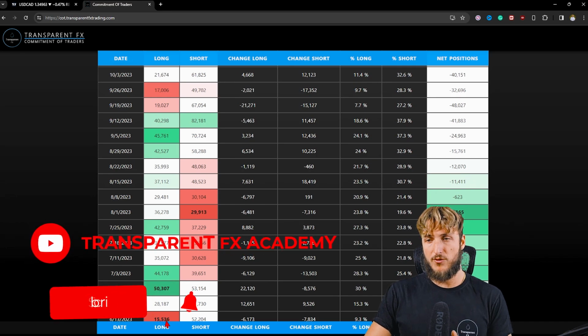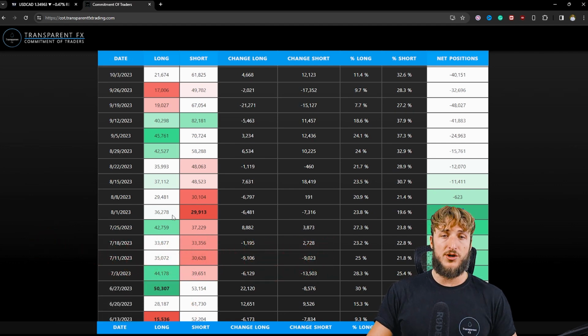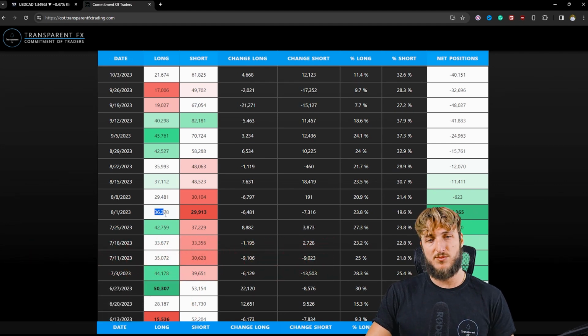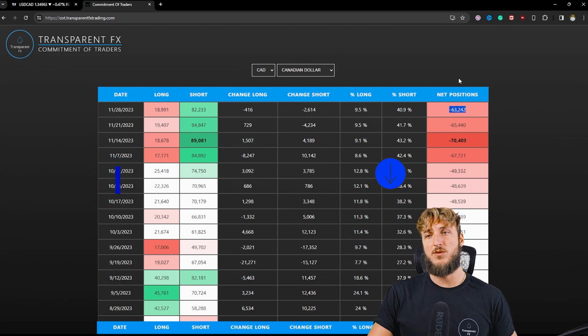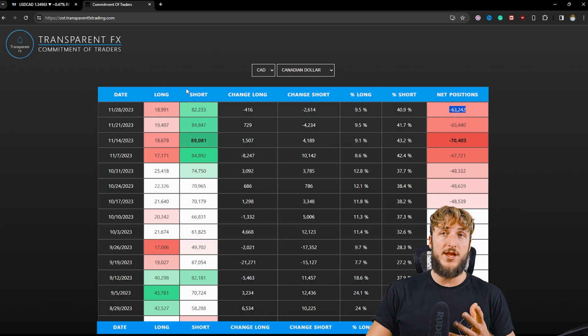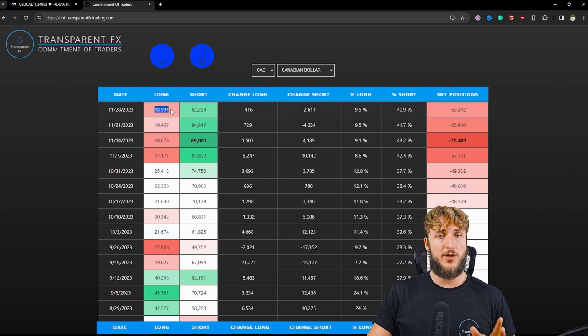In fact, we went from having the top here at plus 6.3k net positions, with institutions having more longs than shorts. In fact, we had 36.2k longs compared to only 29.9k shorts, all the way down to now having a quite negative net positioning at minus 63.2k net positions, with the complete opposite situation. So way more shorts than longs from an institutional perspective on the CAD with 82.2k shorts compared to only 18.9k longs.